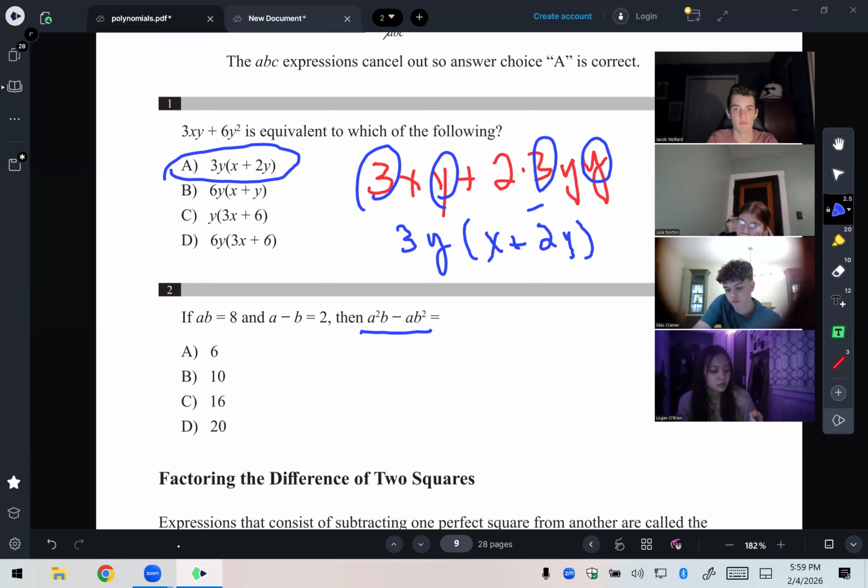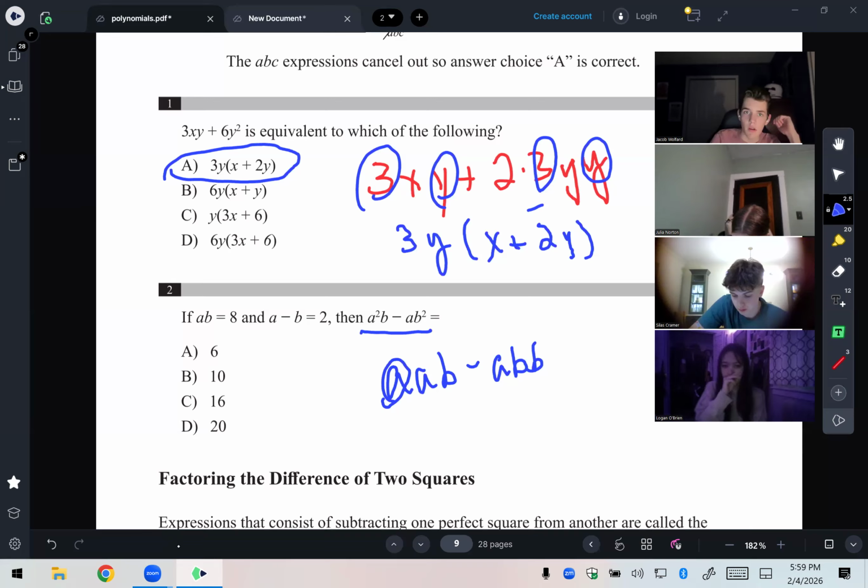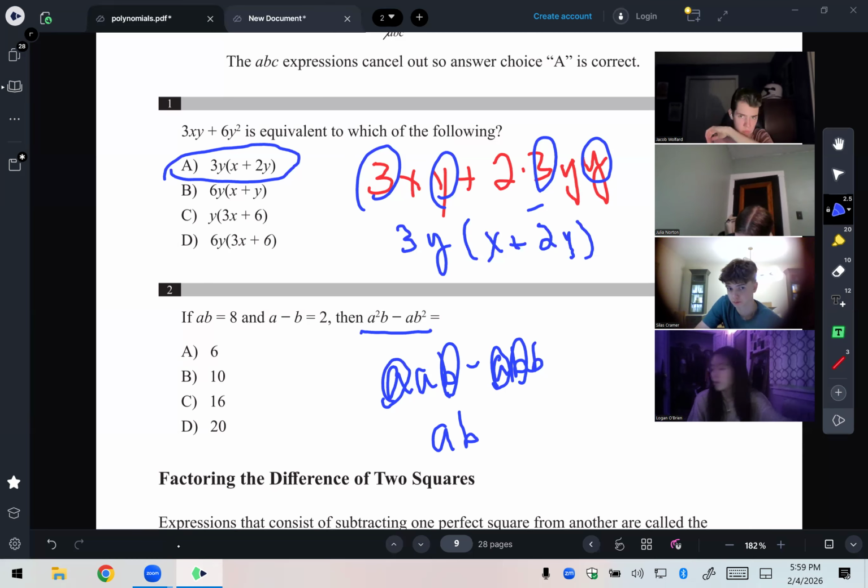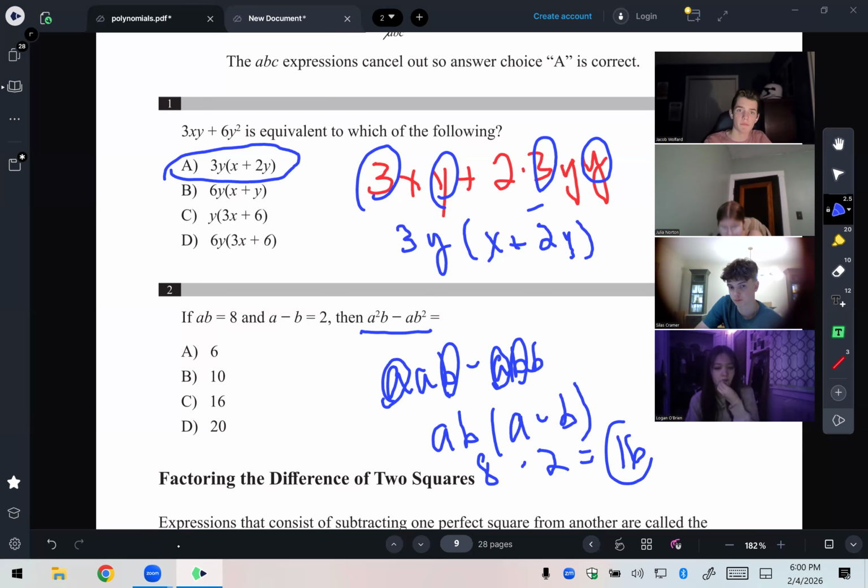Okay, so if we have this, this would be AAB minus ABB. So what can I factor out? I can factor out an A and a B, bring it out front, and I'm left with an A minus B. Well, look what they gave me. AB is 8. A minus B is 2. 8 times 2 on this planet is 16. We're all good with that one? I see these scores soaring.